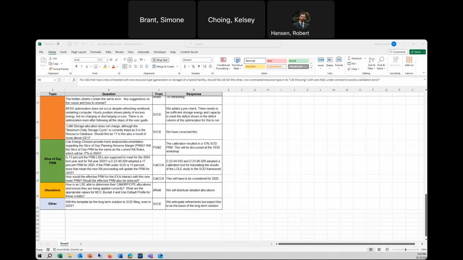Maybe this is previewing the next week's workshop, but is the 13% sort of respective to the 17% now, or is it respective of something different, or relative to something different?